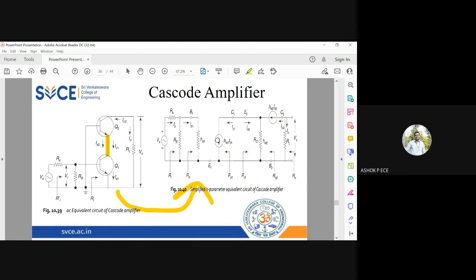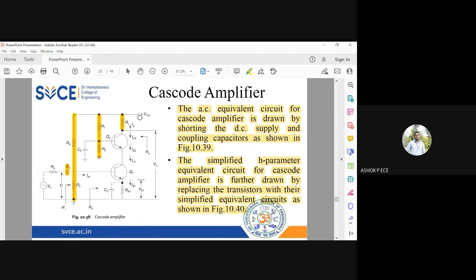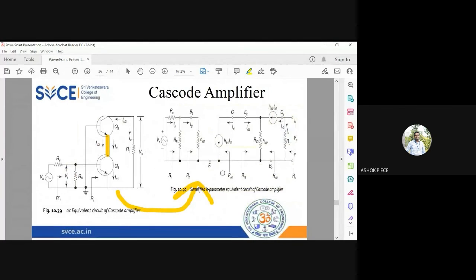See here, you have two current sources and the corresponding resistance RC1 present at the collector side. So I am drawing the AC equivalent circuit from the circuit diagram. I'm going to short the power supply and the capacitances to get the AC equivalent circuit. From the AC equivalent circuit, I'm going to have the H parameter equivalent circuit. See the current directions given. This is IC1, this is IE2, and this is going to be RC1.